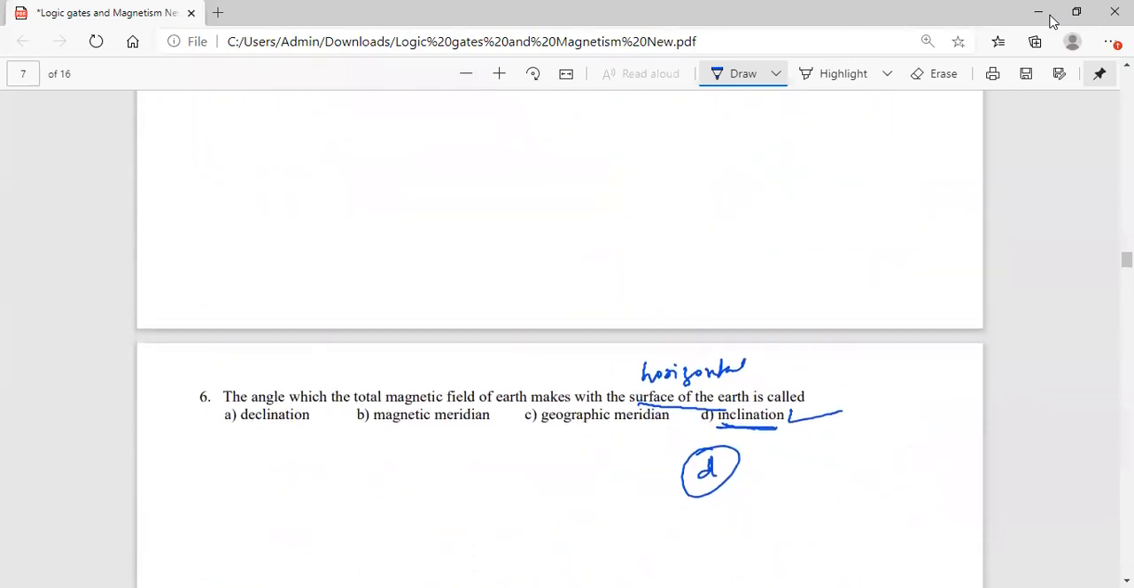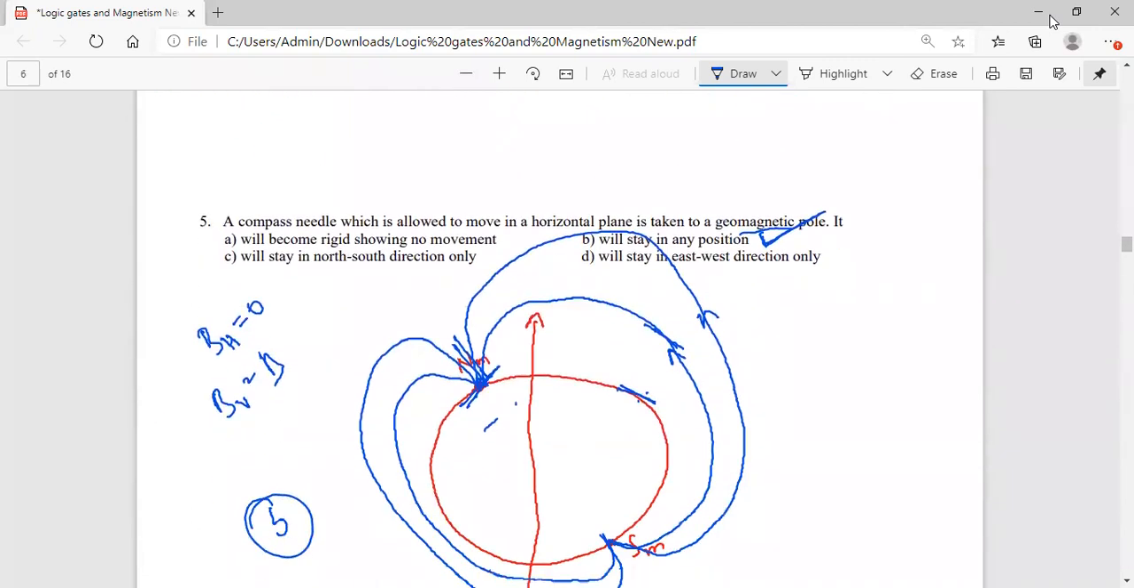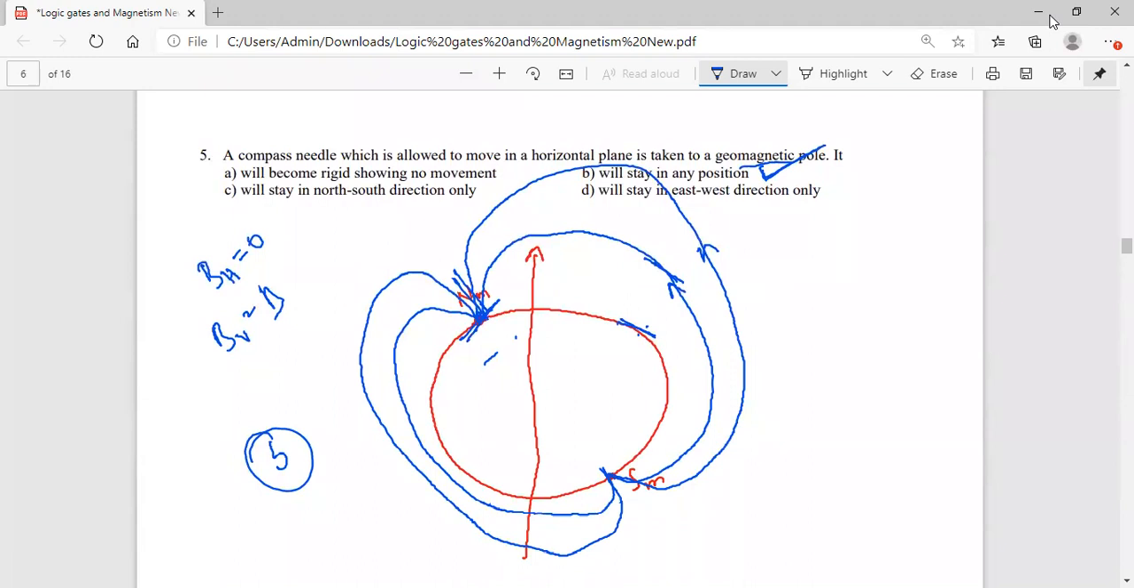If you come to the Earth's magnetic pole, this is the north magnetic pole. At this point, the direction of the magnetic field is exactly perpendicular to the surface. Then what is the horizontal component here? Here theta is 90, this is BH and this is BV. The angle between them is 90. Then this is the angle of inclination.